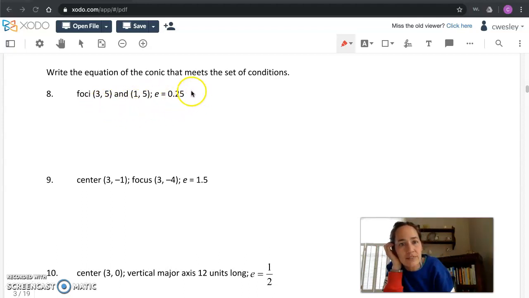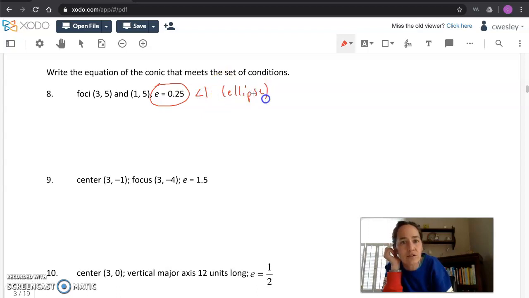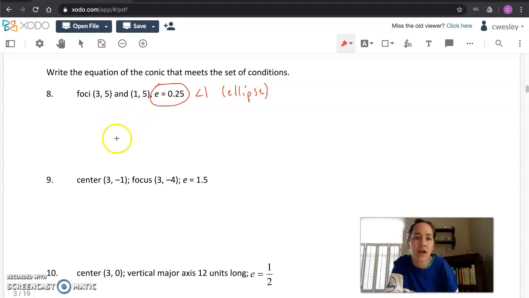Can you look at number 8, see how we're given eccentricity? Just this value here should be enough to know whether it's a circle, ellipse, parabola, or hyperbola. And I see a value that's less than 1 for this one, so less than 1 means ellipse. So keep that in mind as you're doing calculations or as you're finding the equation of this conic section.